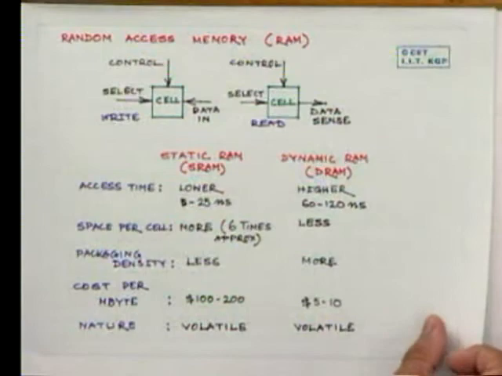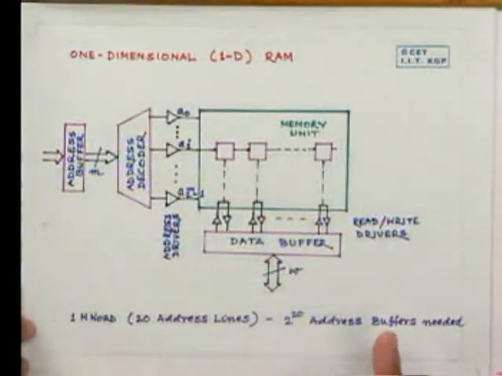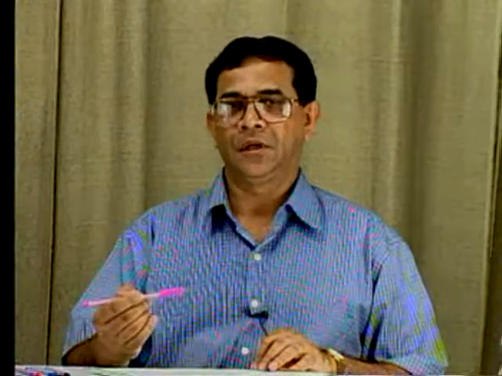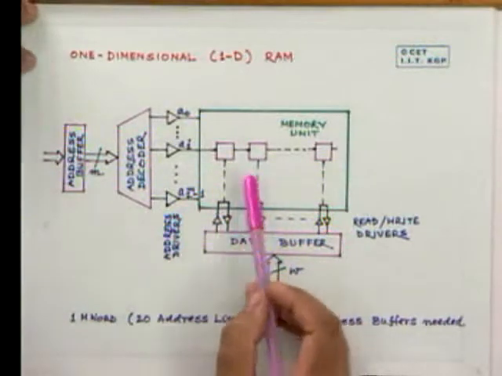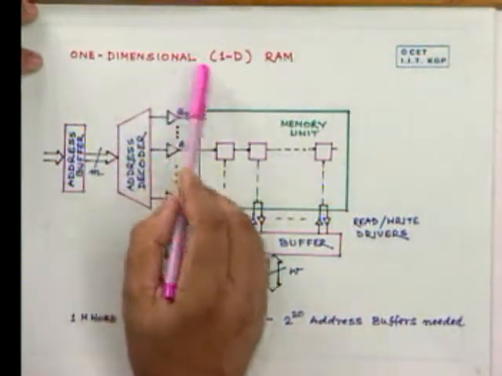Now let us see a RAM organization consisting of such cells. As we have seen, while we are programming or utilizing a computer, the main memory that is presented to us is a linear one, that means a one-dimensional one. We go word by word in the memory in a linear fashion. If we look at this picture, it's a one-dimensional or 1D RAM.